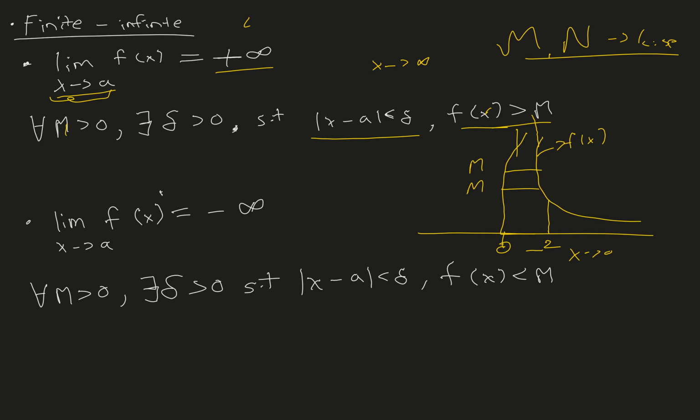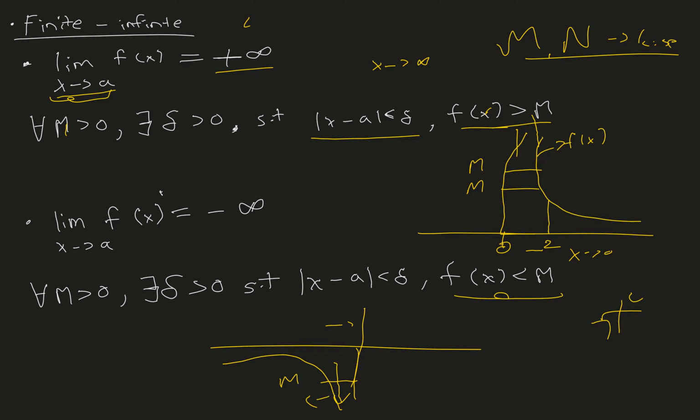And the case for negative infinity is quite similar. It's the exact same definition. It's just that we have a change right here, where f of x is less than m. So if you consider this example where 1 over x, remember the graph of 1 over x sort of goes like this. As x approaches 0, it goes off towards negative infinity. For whatever m we put, there is a part of the graph f of x which is always less than m. So that's the finite infinite case.